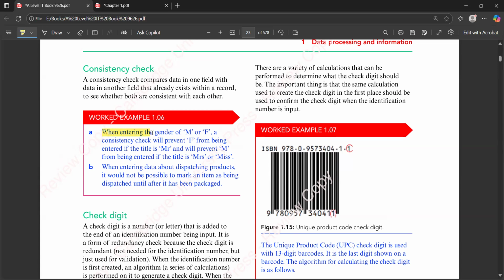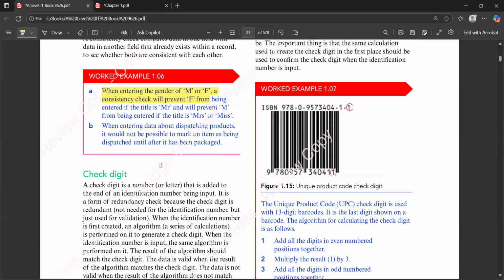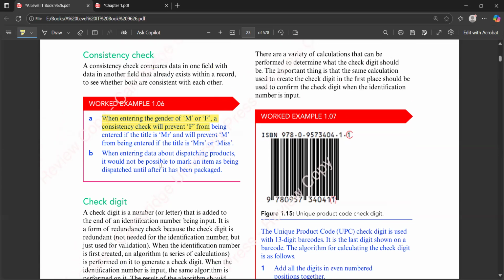See, when entering the gender of male or female, a consistency check will prevent F from being entered as Mr. and male being entered as Miss. Are you getting it? So when you are entering data about dispatching products, it would not be possible to mark an item as being dispatched until it has been packaged.